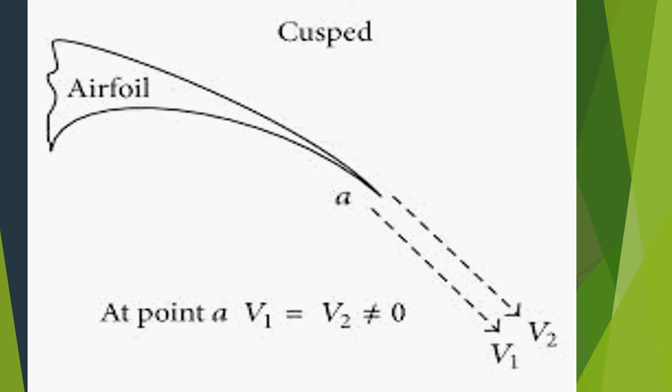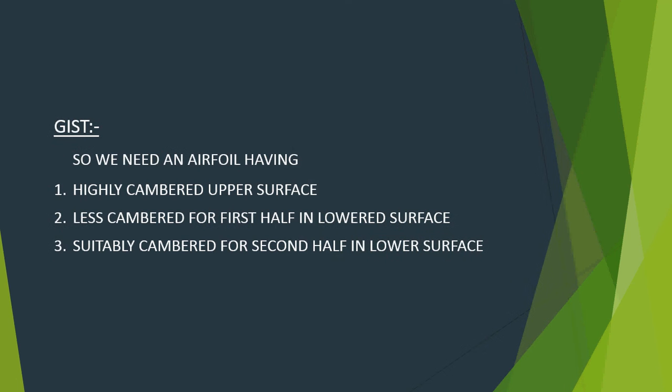Let's see, this is where we can satisfy the Kutta condition, when we have a curved trailing edge where there are two velocities: the upper surface having velocity v2, the lower surface having velocity v1. At that point v1 is equal to v2, so the Kutta condition is satisfied.